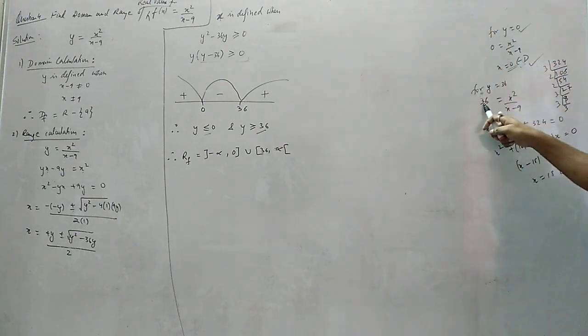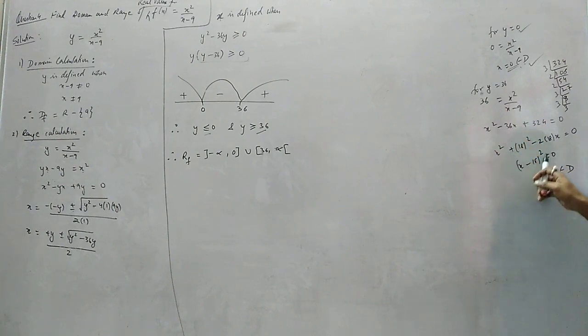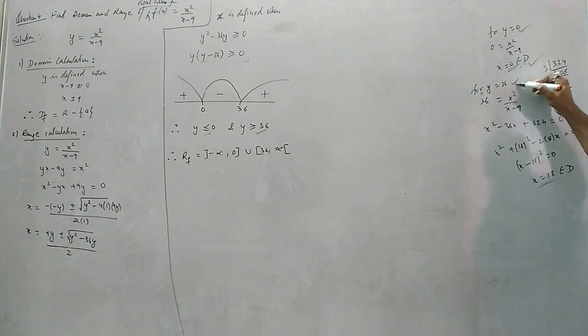Substitute here. 36 equals to x square by x minus 9. Solve this. You will get x minus 18 whole square. x equals to 18. Again, 18 is also under domain. ठीक है? That means y equals to 36 will also be there.